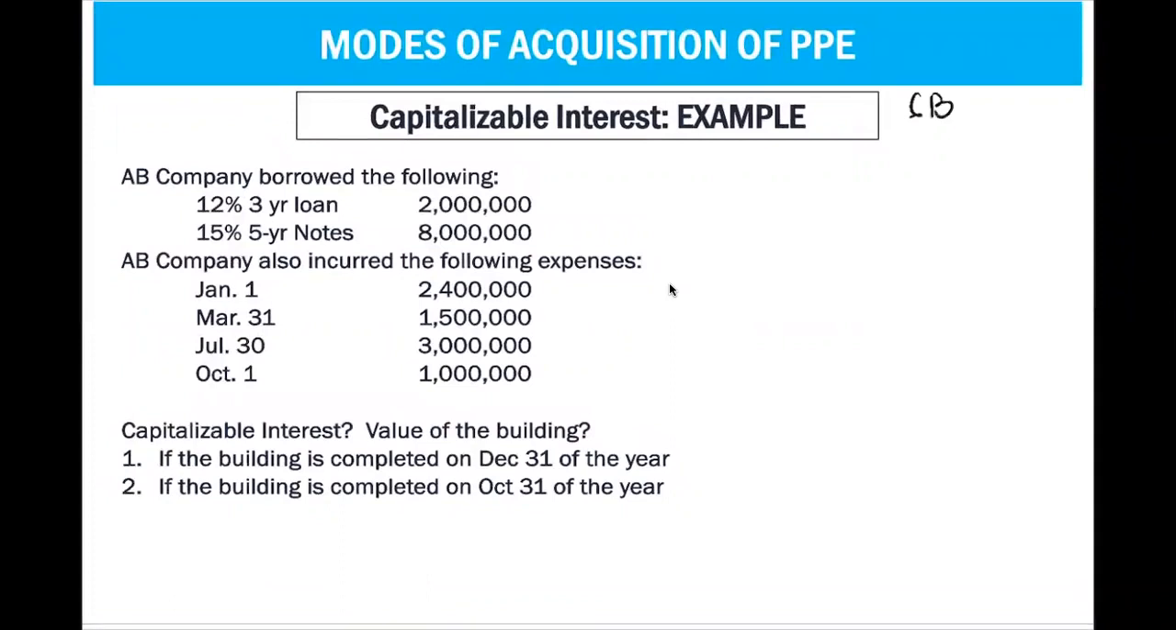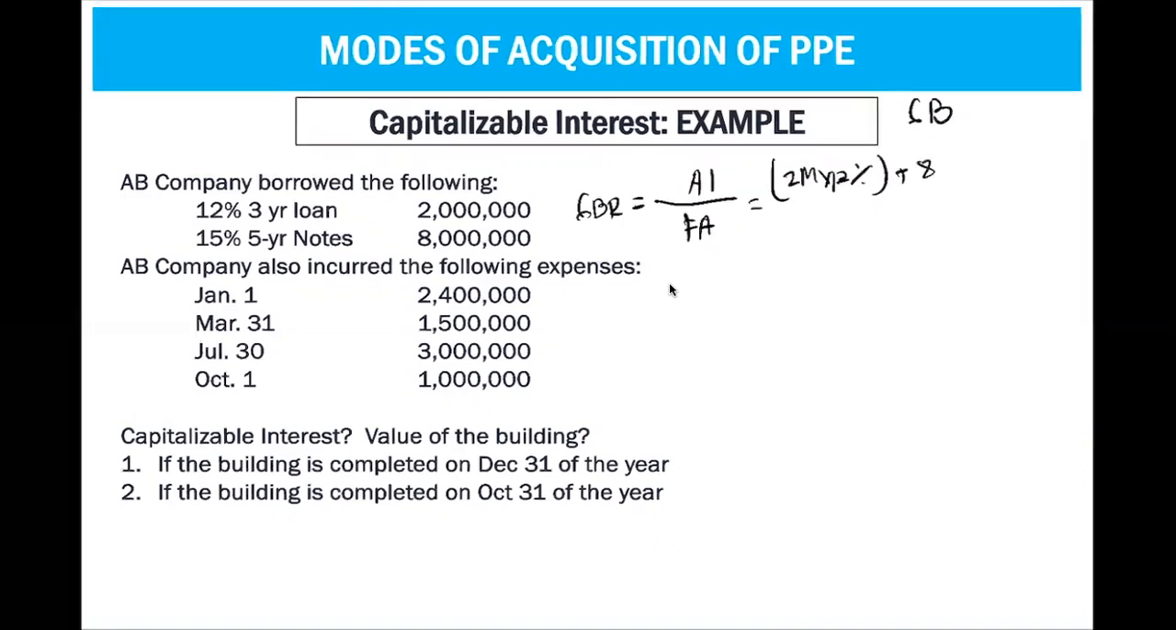First, we need to compute for our general borrowing rate. General borrowing rate is equal to your actual interest divided by your total face amount. So actual interest to compute, we have here 2 million multiplied by 12% plus 8 million multiplied by 15%. You divide it by the face amount, so 2 million plus 8 million. What is our general borrowing rate? So 2 million times 12% plus 8 million times 15% divided by 10 million. We have 14.4%.